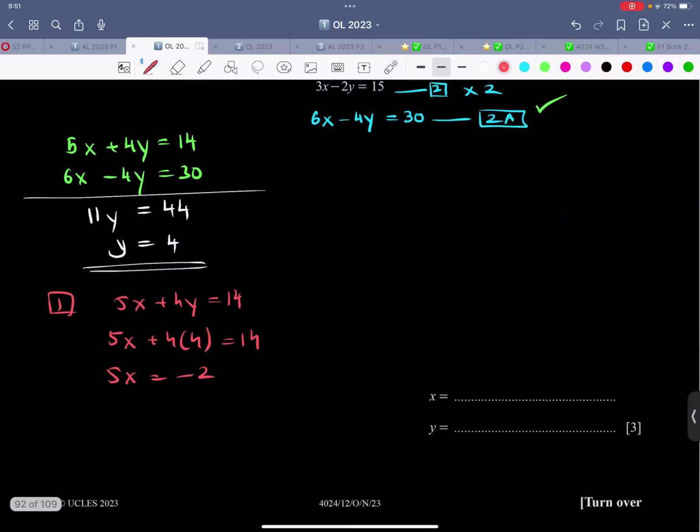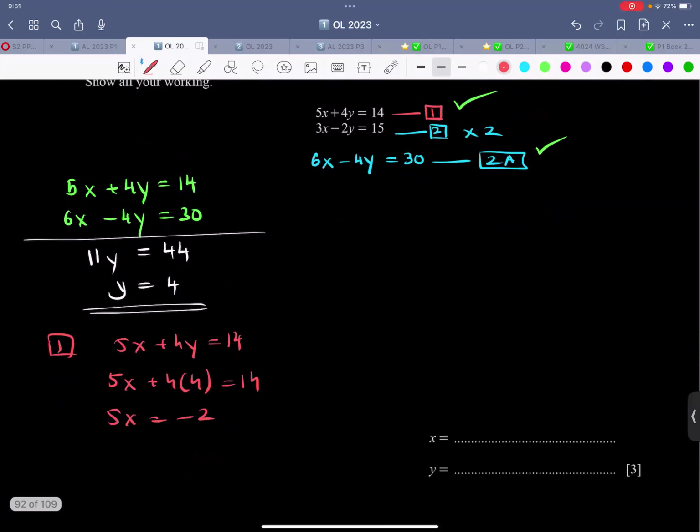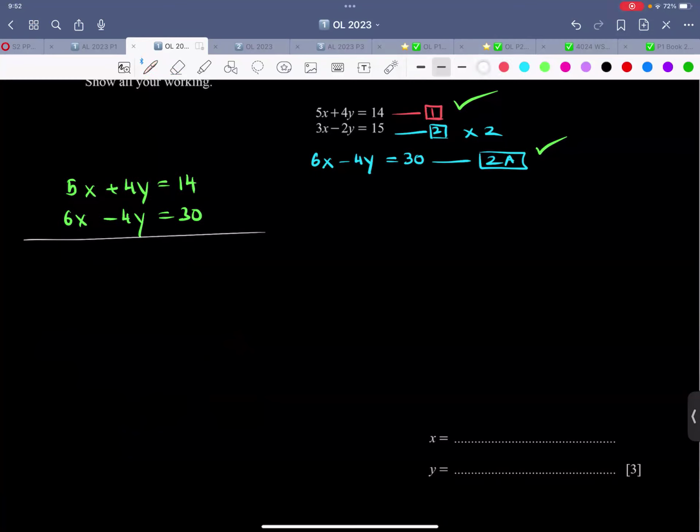So therefore, if I'm not mistaken, this is 5x plus 4y. I think I made a small mistake over here. This is not y, this is x. That is why I had a feel that I'm getting something wrong. That's how easy it is to make mistakes. I added and got rid of y, but I mistakenly wrote y. So that was my mistake. 11x is equals to 44. Therefore, x is equals to 4.